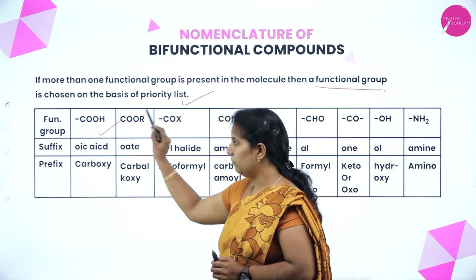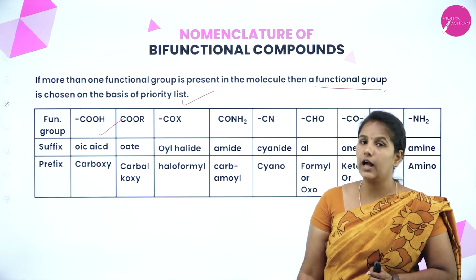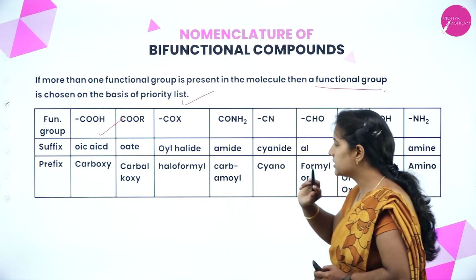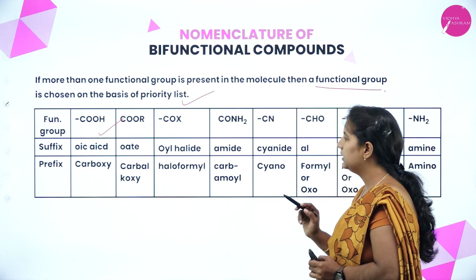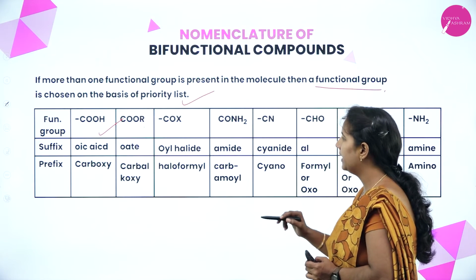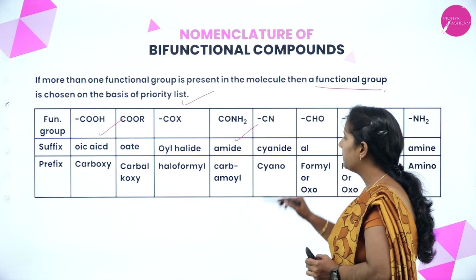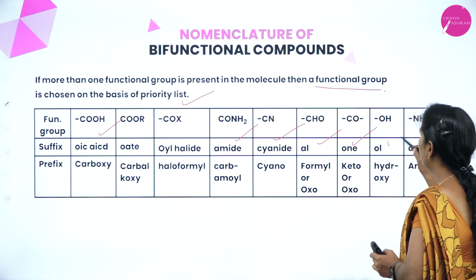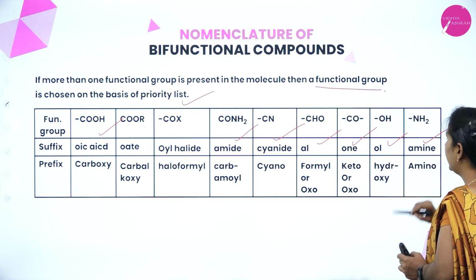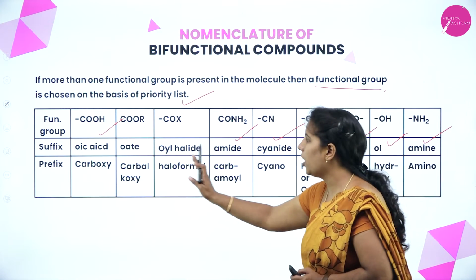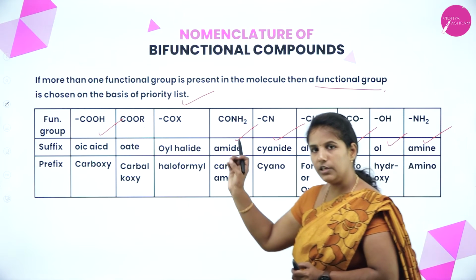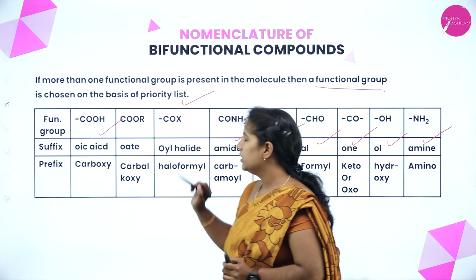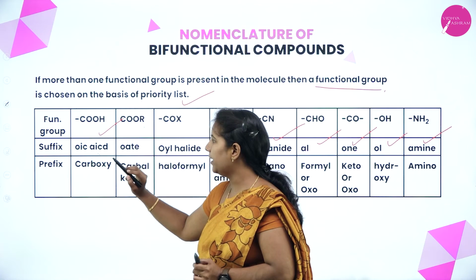Usually, we give more preference to the carboxylic acid, then ester, next acyl halide, then amide, next cyanide, then aldehyde, ketone, then alcohol, then the amine. So, this is the priority order. First, we need to give first preference to the carboxylic acid. So, if carboxylic acid is there, we have to end with oic acid.